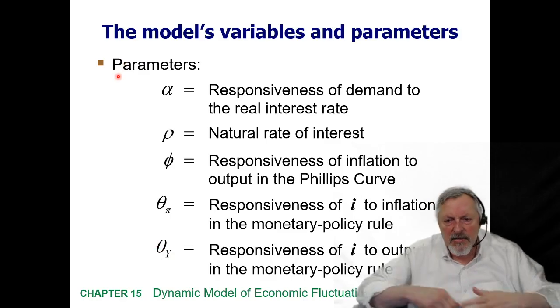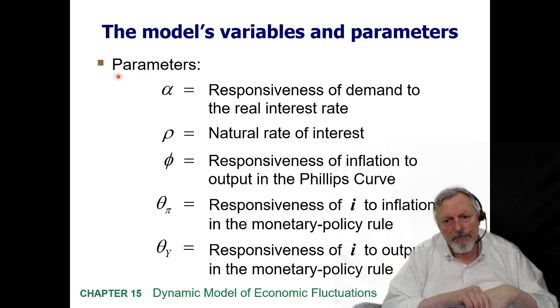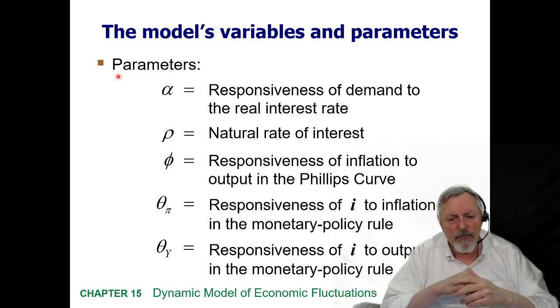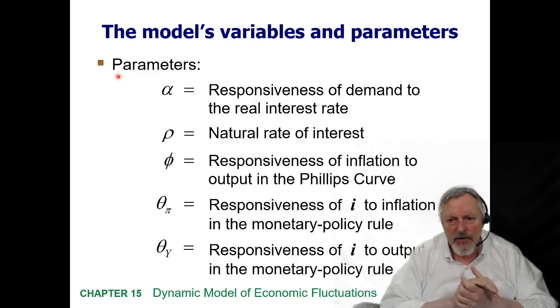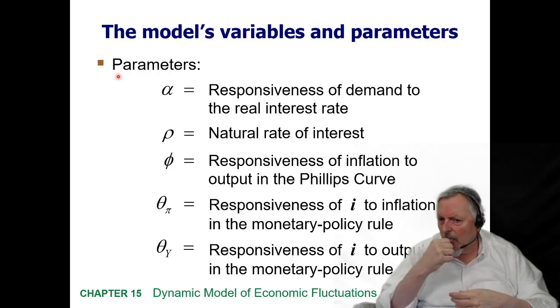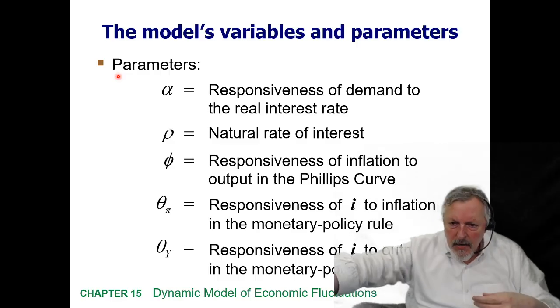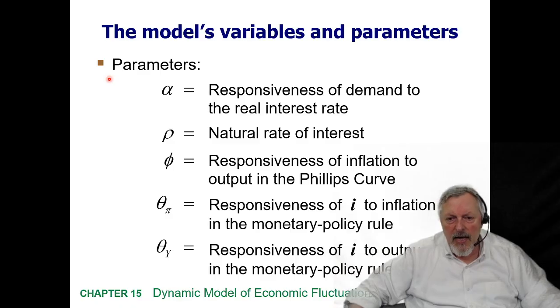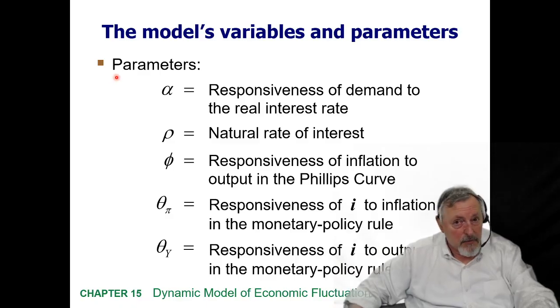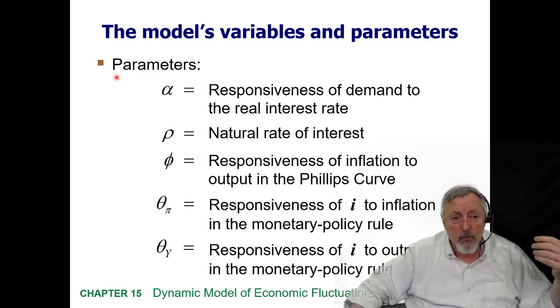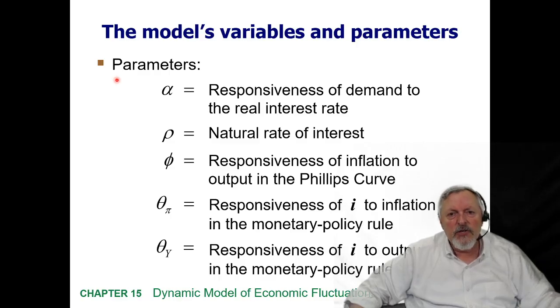I want to say something about parameters. Sometimes it can get a little confusing what is a parameter and what is an exogenous variable. Very loosely speaking, an exogenous variable is something that is just given to the model from the outside, but it's something that we might want to change. A parameter, very loosely speaking, is a structural feature of the model that is very unlikely to change.